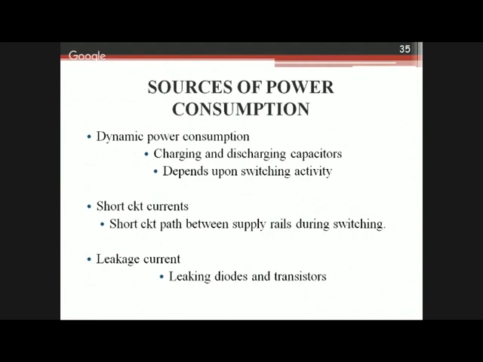And obviously there are the short circuit currents, the short circuit path between the supply rails during switching, where a lot of power is consumed. And leakage currents: even if the CMOS transistor is not on, the leaking diodes and transistors consume power.